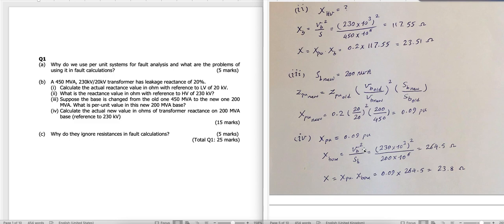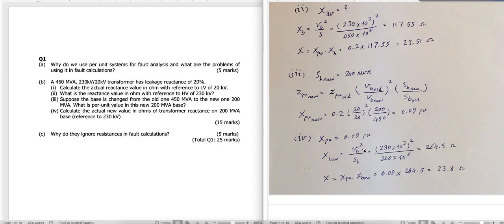So voltage remains unchanged. Nobody asks us to change the voltage, so you take the same voltage on the high tension side, which is 230. So 230 kV squared over 200 MVA, and that gives you a new base for the high tension side. The new base is 264.5 ohm.